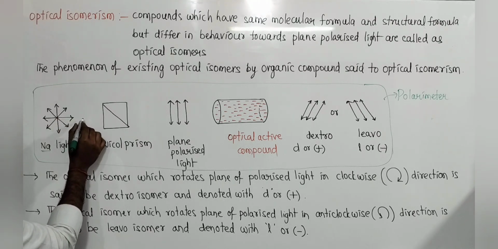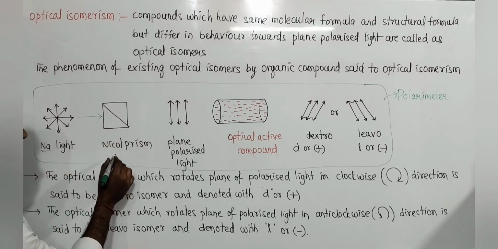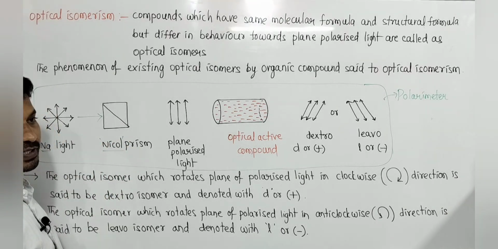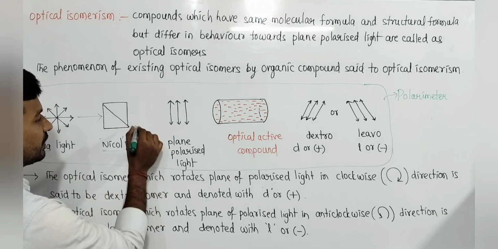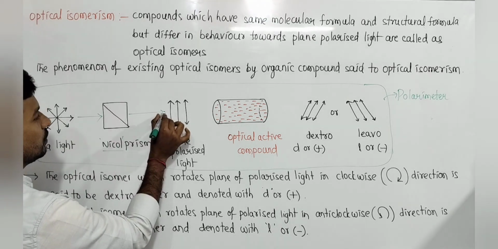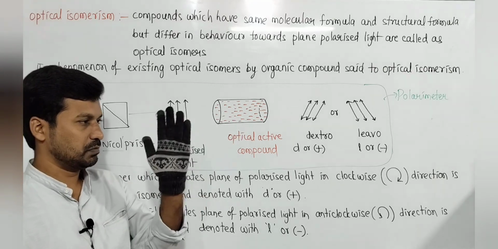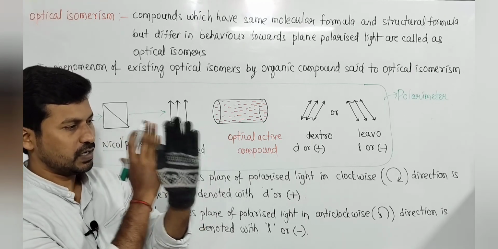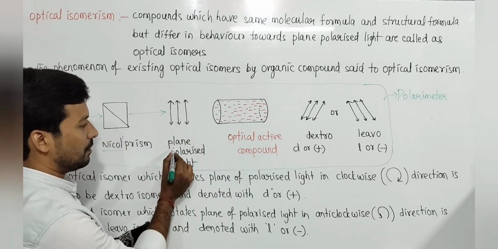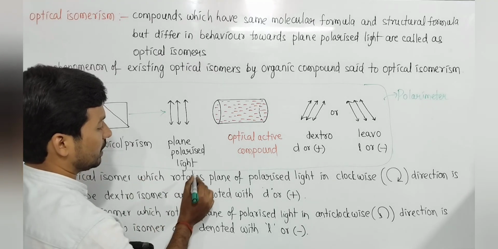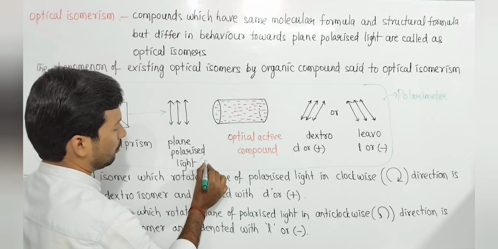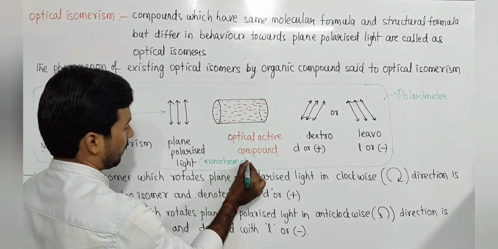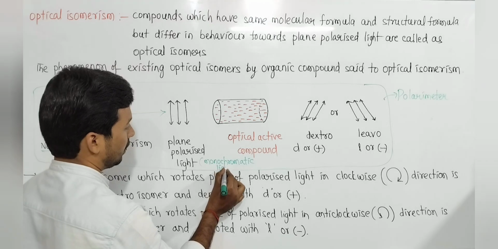When it is passed through a Nicol prism, there are different types of prisms, and in that, this is the Nicol prism. So when this light is passed through the Nicol prism, it becomes like a plane. All the light passes in the form of a plane. That is called plane polarized light or monochromatic light.